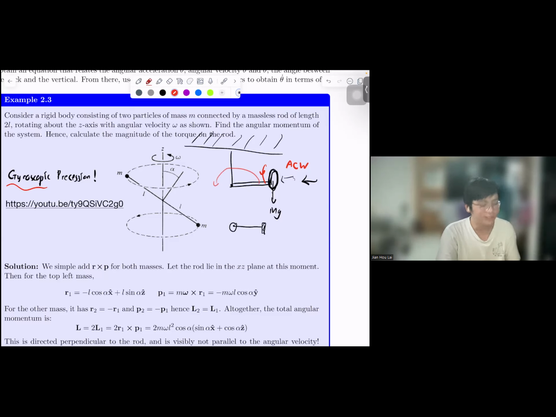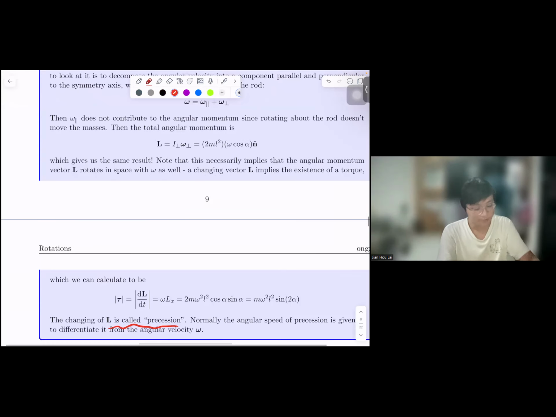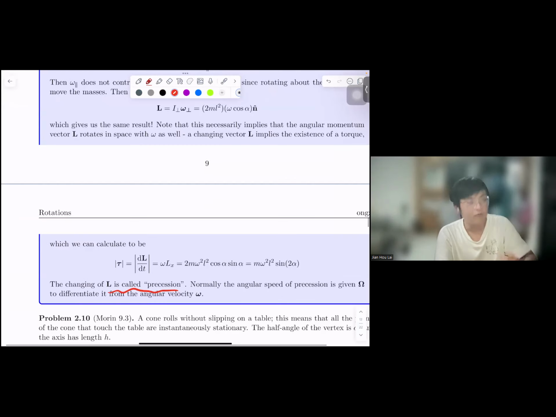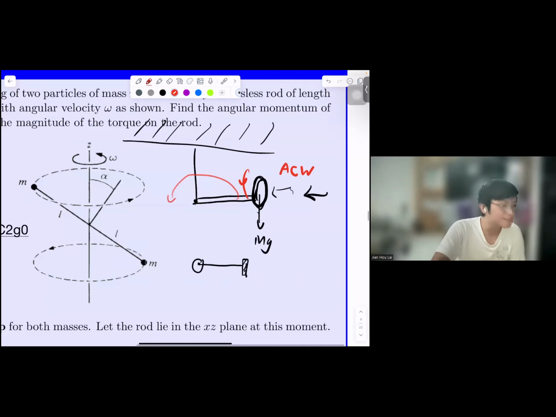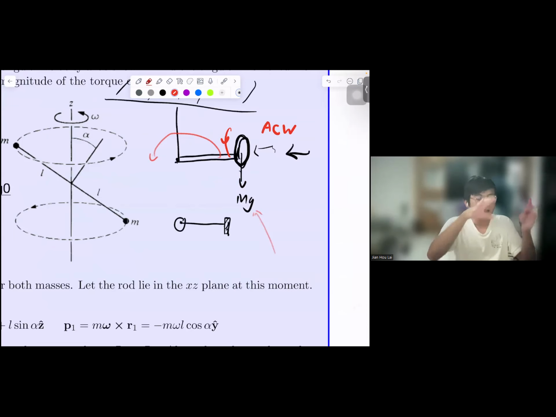What is precession? Precession is like the change of angular momentum, and precisely it involves the weight of the object and the angular velocity. There will be some angular momentum pointing in this direction.